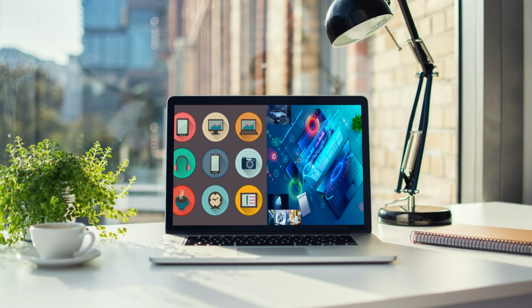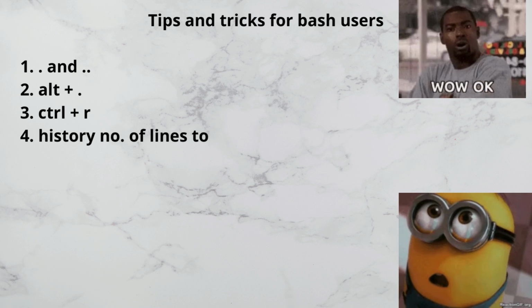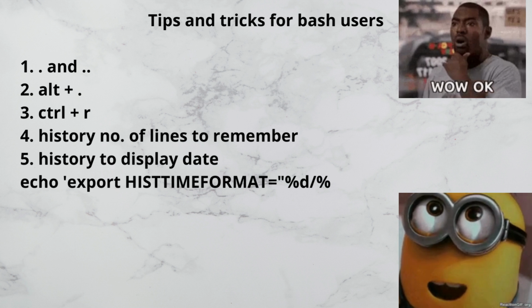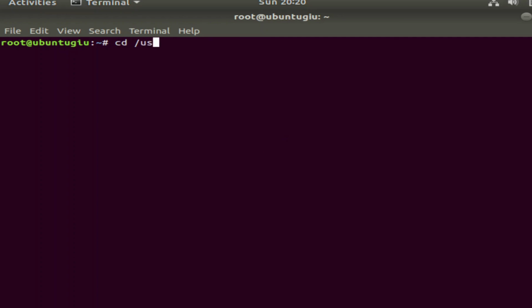Today we're here to talk about some of the basic tips and tricks that you could use in your bash Linux systems. Let's jump right into the video. These are the list of commands or wildcards that we would be trying to use in this video. The first one is dot and dot dot. Now let's go to /usr/share.